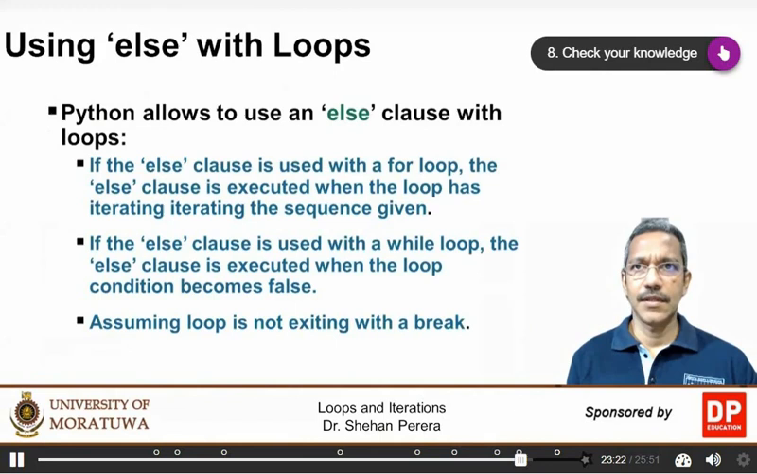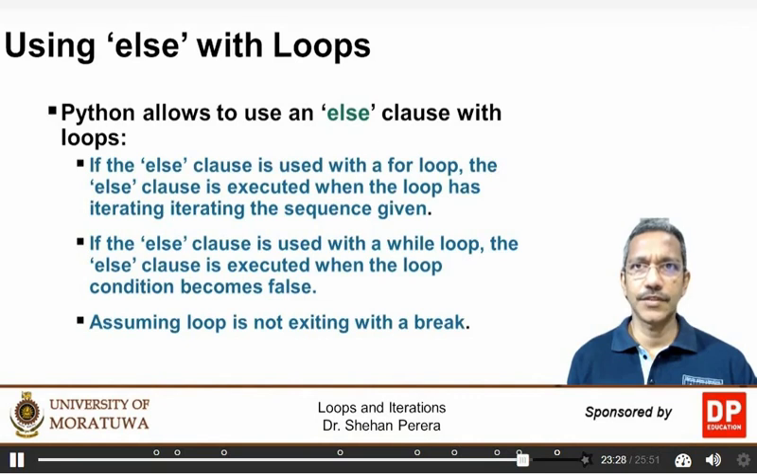We can also use the else with both types of loops. With the for loop, the else clause is executed when the loop has finished going through the sequence of iterations given to it. In the while loop, the else clause is executed when the loop condition becomes false. In other words, completing the loop for the while loop. In both cases, this will happen if we do not have a break inside the loop body.